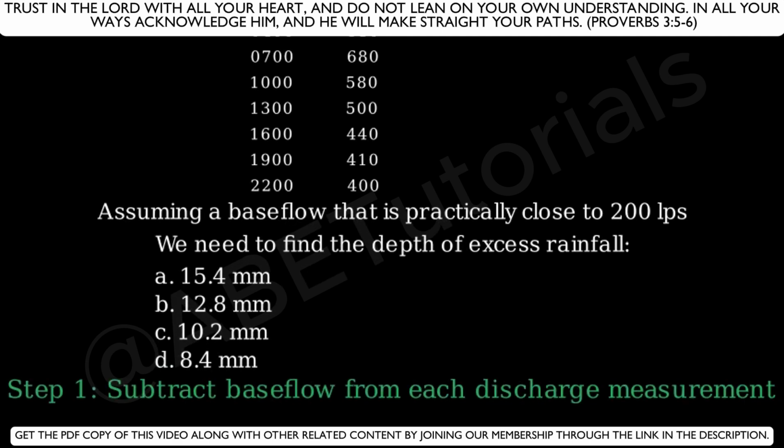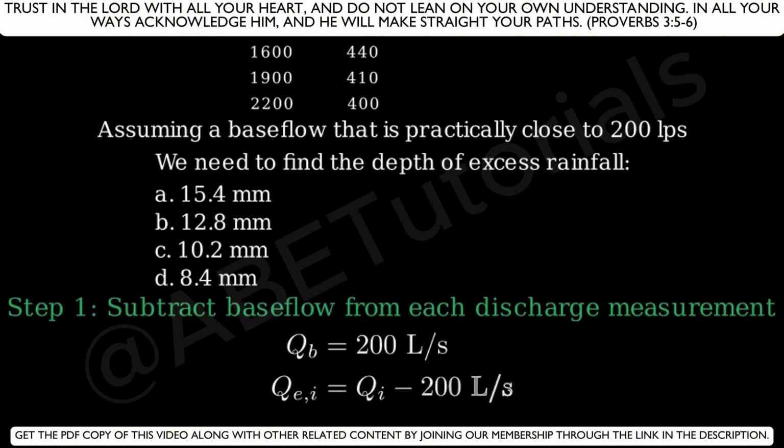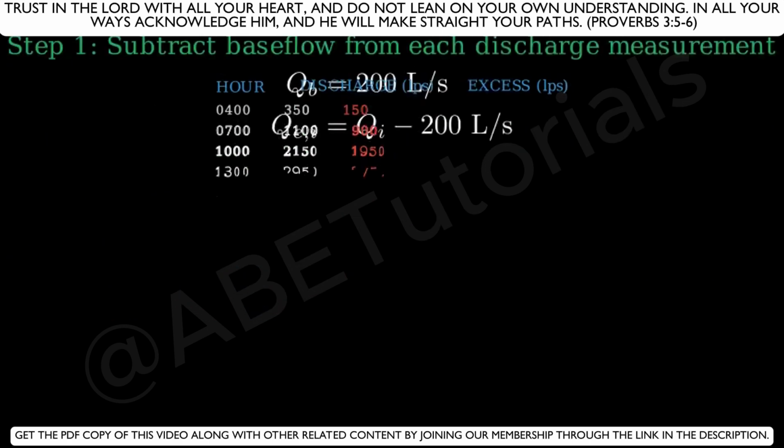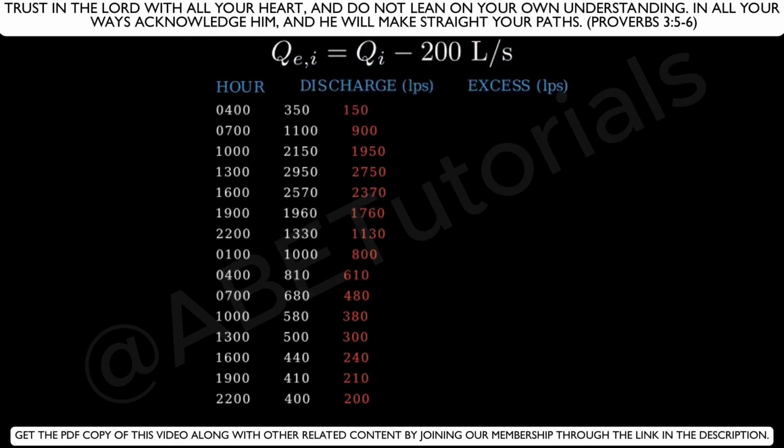Step 1. We need to subtract the base flow from each discharge measurement to find the excess flow. Let's define Q sub B as the base flow, which equals 200 liters per second. For each observed discharge Q sub I, the excess Q sub E,I is equal to Q sub I minus 200 liters per second. Let's create a table with the excess discharge values.